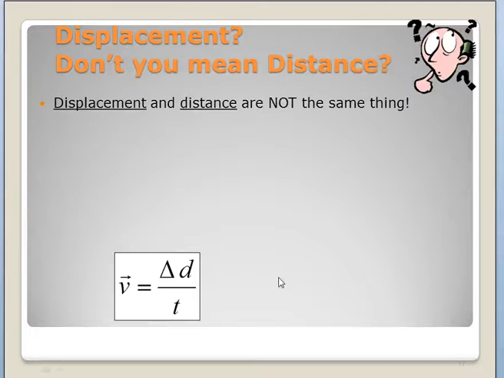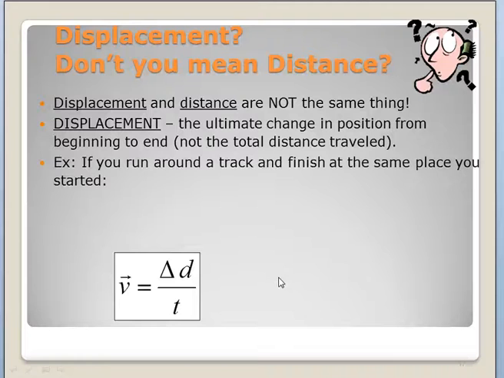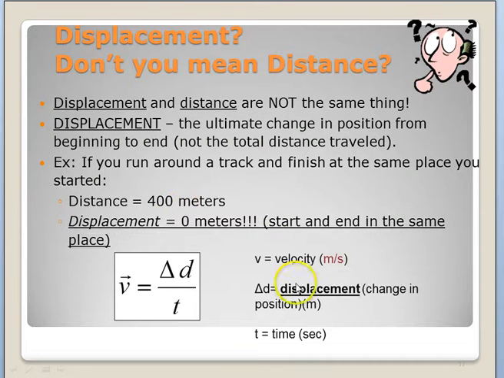Okay, so remember, again, this is review. Distance and displacement are not quite the same thing. Displacement, remember, is the change in position from the beginning to the end of a trip. We talked about that definition of displacement last time. And we talked about this example too, about running around the track and finishing in the same place. You ran a distance of 400 meters, but your displacement is 0 because you started and ended in the same place. Okay, so that's the difference with those two.